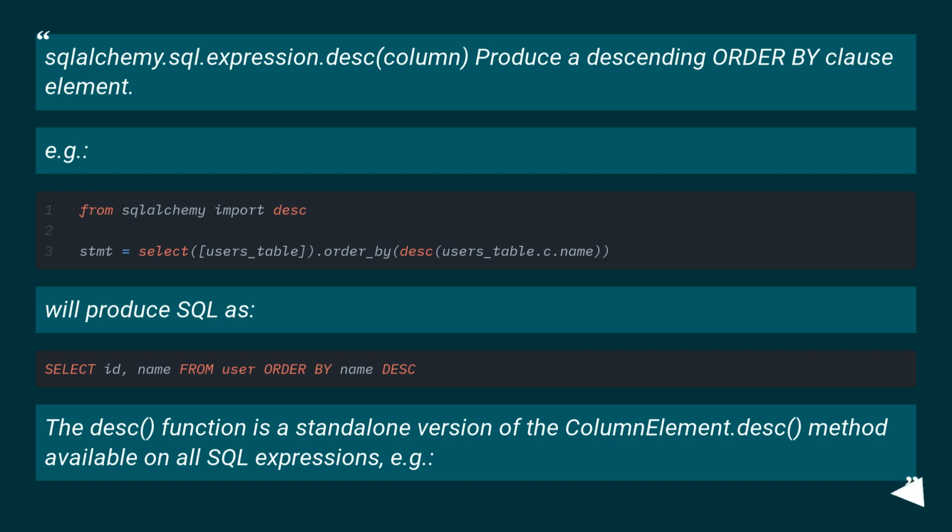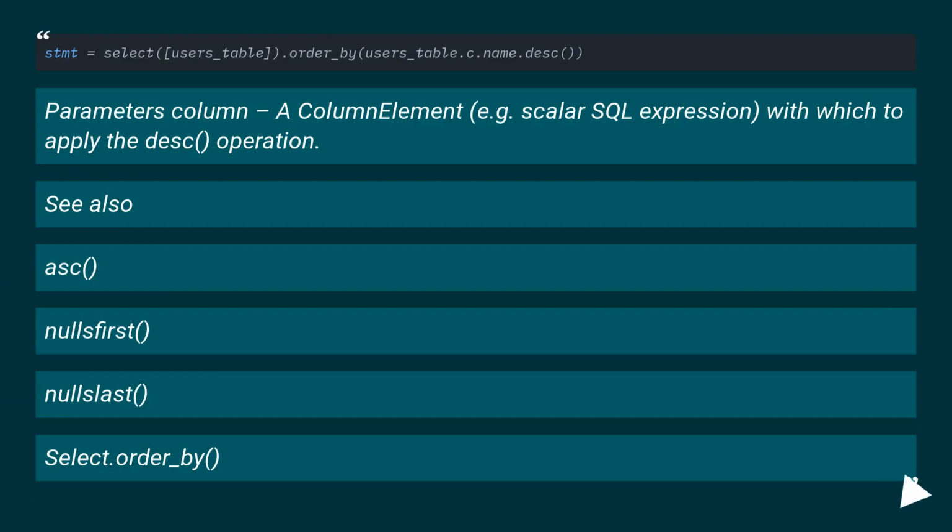sqlalchemy.sql.expression.desc(column) produces a descending ORDER BY clause element. For example, this will produce SQL as follows. The desc function is a standalone version of the column.desc method available on all SQL expressions, for example. Parameters: column, a column element, for example a scalar SQL expression, with which to apply the desc operation. See also asc, nulls_first, nulls_last, and Select.order_by.